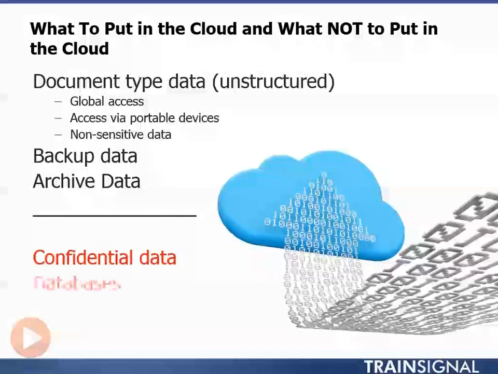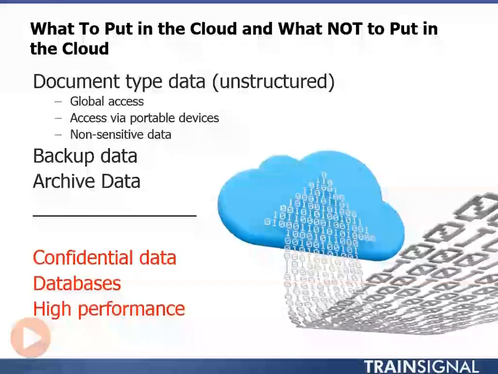Then there's databases. Databases are the classic example of structured data, and generally speaking, structured data isn't ideal for the cloud because of the way that it's accessed and updated. Usually lots of small, random, latency-sensitive changes to the data, and cloud storage isn't particularly good at that. And on that point, you probably don't want to put any data that has high performance requirements onto cloud storage.